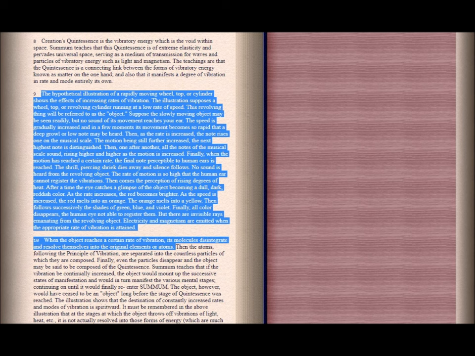Then comes the perception of rising degrees of heat. After a time, the eye catches a glimpse of the object becoming a dull, dark, reddish color. And as the rate increases, the red becomes brighter. As the speed is increased further, the red melts into orange. The orange melts into yellow, and then follows successively the shades of green, blue, and violet. Finally, all color disappears, the human eye not able to register them. But there are invisible rays emanating from the revolving object. Electricity and magnetism are emitted when the appropriate rate of vibration is attained. When the object reaches a certain rate of vibrations, its molecules disintegrate and resolve themselves into the original elements or atoms.